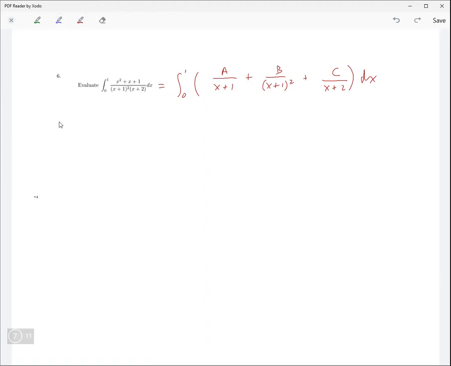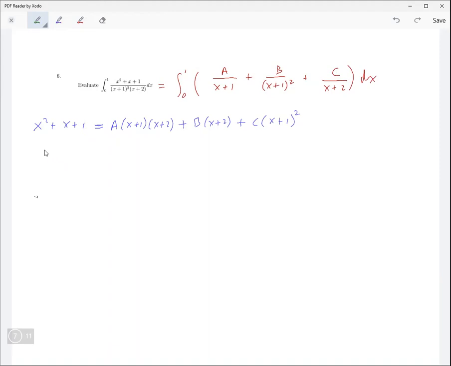So when you multiply both sides by this common denominator, it gives you x squared plus x plus 1 equals a times (x plus 1) times (x plus 2). That's multiplying this denominator by this. Multiplying this one by this one would give you just b times (x plus 2). And multiplying this one by this denominator would give you c times (x plus 1) squared.